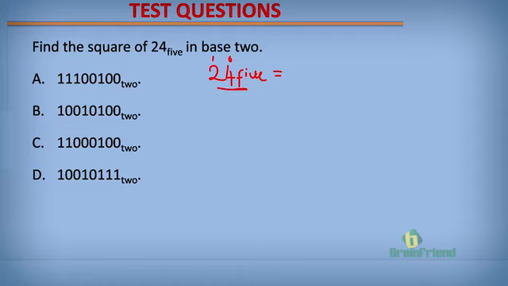So we have 2 times the base 5 raised to the power 1 plus 4 times 5 raised to the power 0.